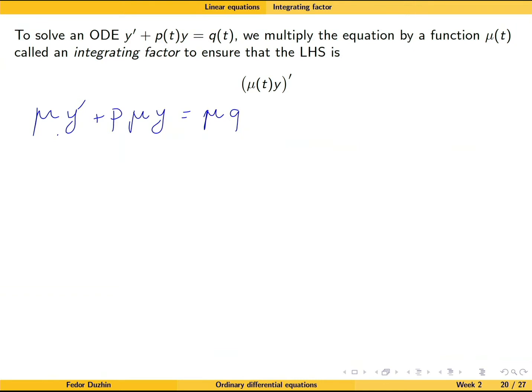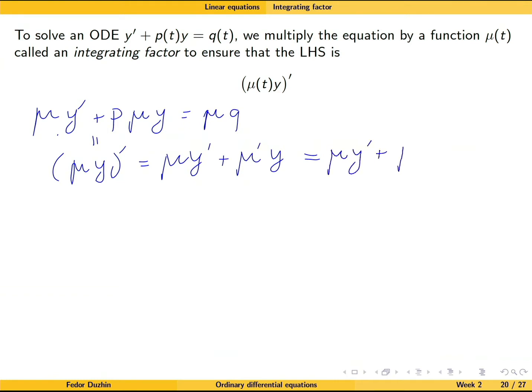At the same time, we want this to be equal to the derivative of mu y. But the derivative of mu y is mu y prime plus mu prime y. So let us compare what we have. Let me rewrite it so it's easier to compare: mu y prime plus p mu y. Now mu y prime here and here cancels out, then y cancels out. So therefore we have mu prime equals p mu.